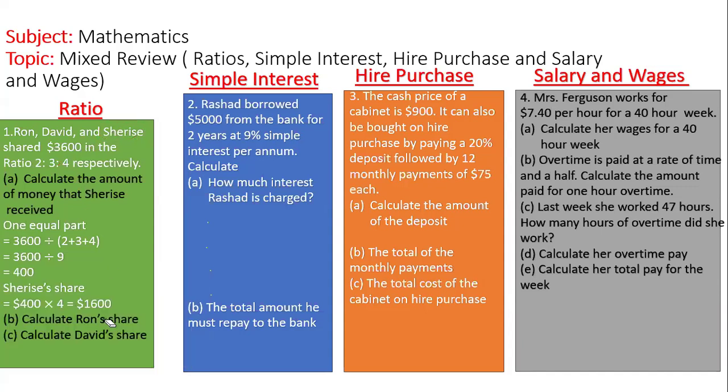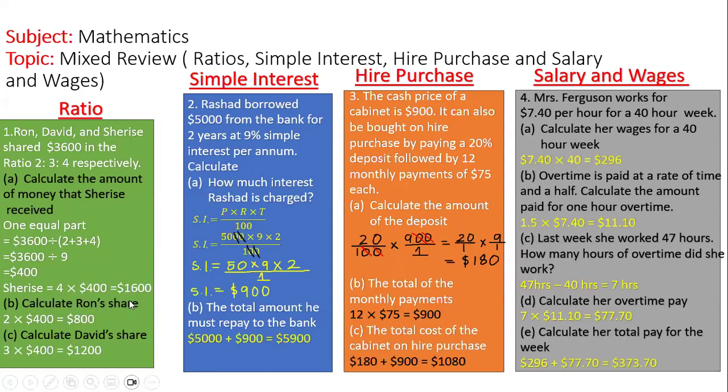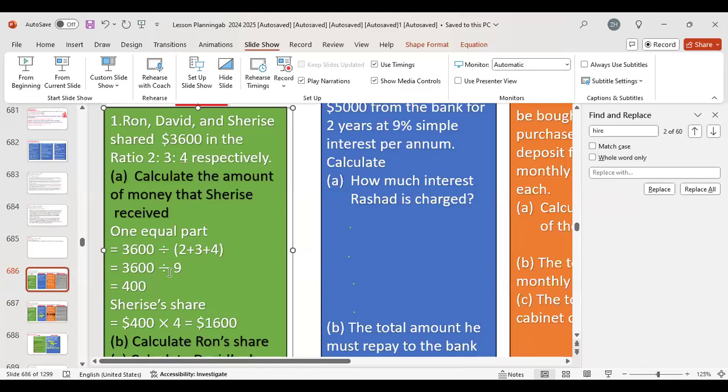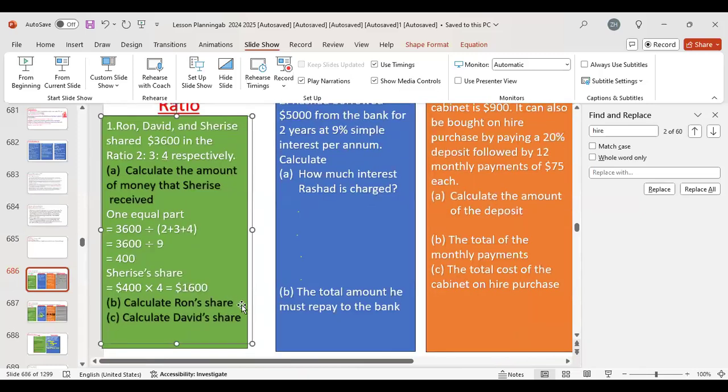Now we're going to do Ron's share, right? So how are we going to get Ron's share? Anyone? Divide 1,600 by 2. No. How are we going to get Ron's share? 400 times 2. Very good. So Ron's share is going to be 400 multiplied by 2.